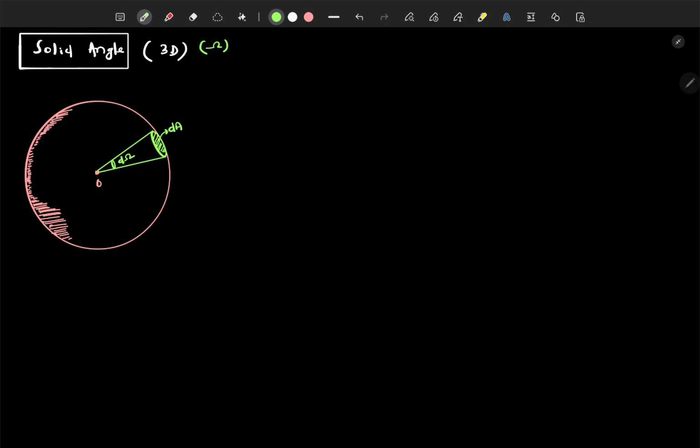So just think about your ice cream cone. In the case of an ice cream cone, it looks like this. This is that small area, consider that. And this is the angle made by this small area dA with respect to the center of the sphere. Let this angle be d omega. This is your solid angle.